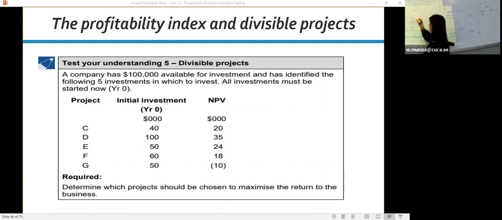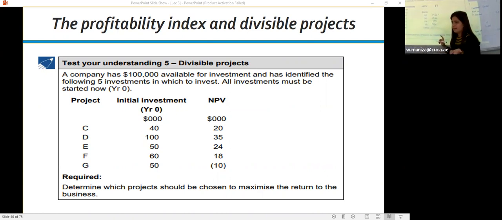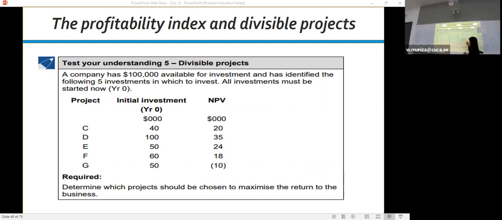So how much profitability index are you getting? Do not multiply with 100. 0.5. Then 0.35. Then 0.48. Then 0.3. Okay, now we are going to rank.